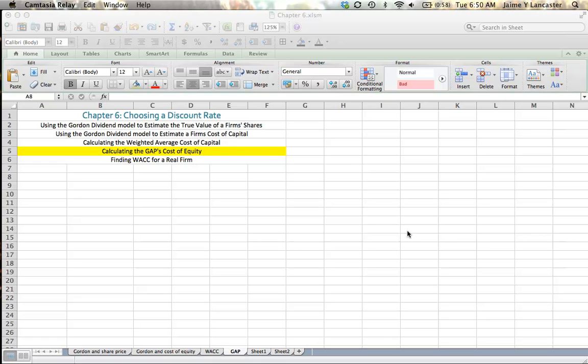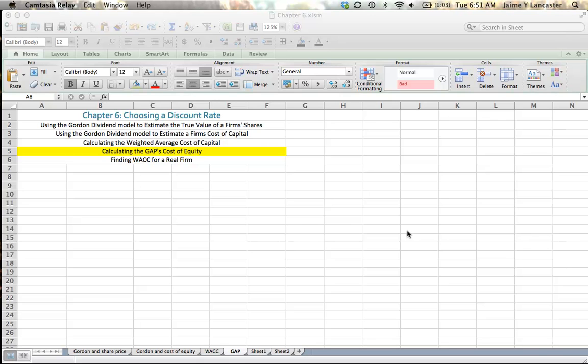Today we are going to use information that we can find on Yahoo Finance in order to calculate the cost of equity, and in the next video, the weighted average cost of capital for a real firm. Today we're going to look at the Gap, and I'm going to show you how we collect that information, calculate the annual growth rate, use that to forecast next year's dividend, and then using that in combination with the firm's current share price, we can calculate the required rate of return on equity, otherwise known as the cost of equity or the discount rate that we use when we're evaluating equity cash flows.